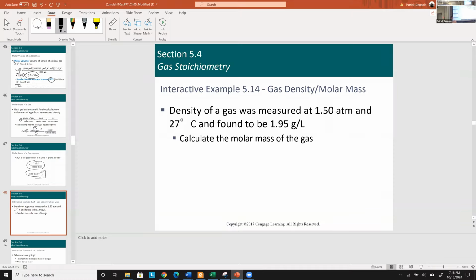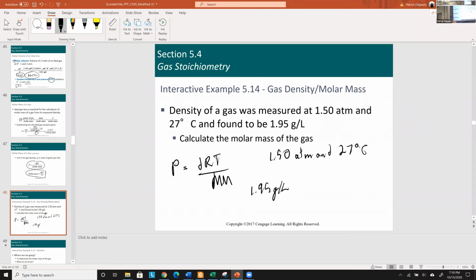Okay, so let's do this as an example. Let's write the equation first: P equals dRT over molar mass. I'll write MM. The density of a gas is measured at 1.5 atm and 27 degrees Celsius, and found to be 1.95 grams per liter. Calculate the molar mass. So we can put those numbers directly into this equation. For 27 Celsius, we add 273 and get 300 Kelvin. So we can put in the pressure as 1.5. The density is 1.95 because we have grams per liter.